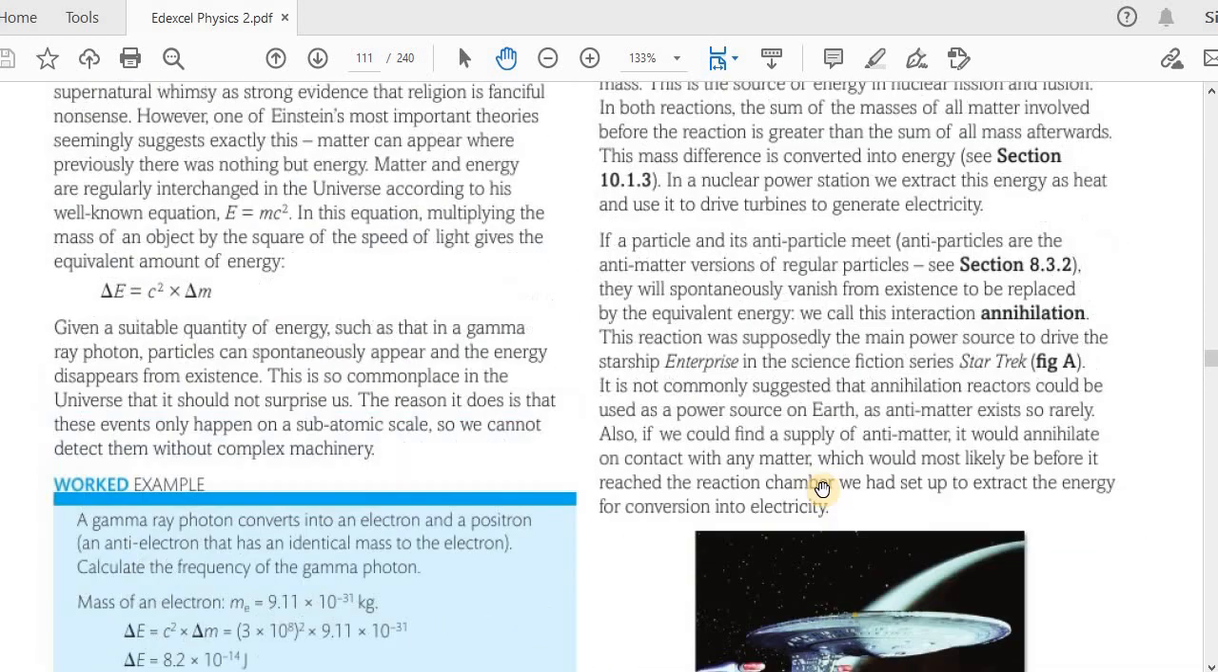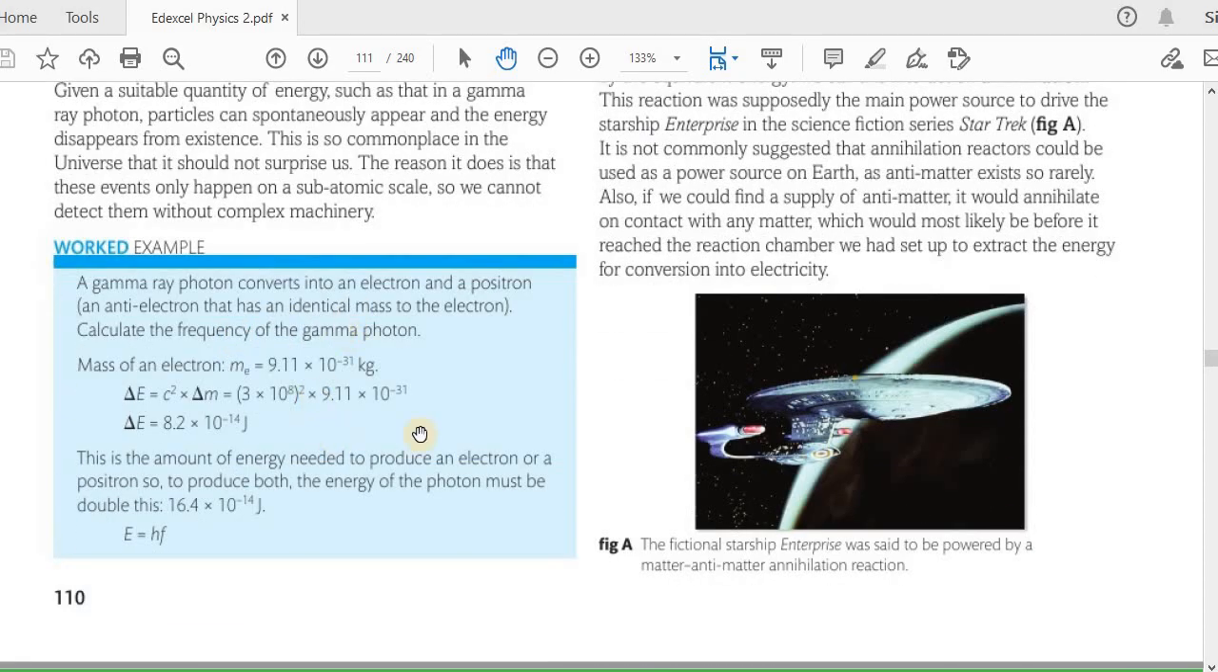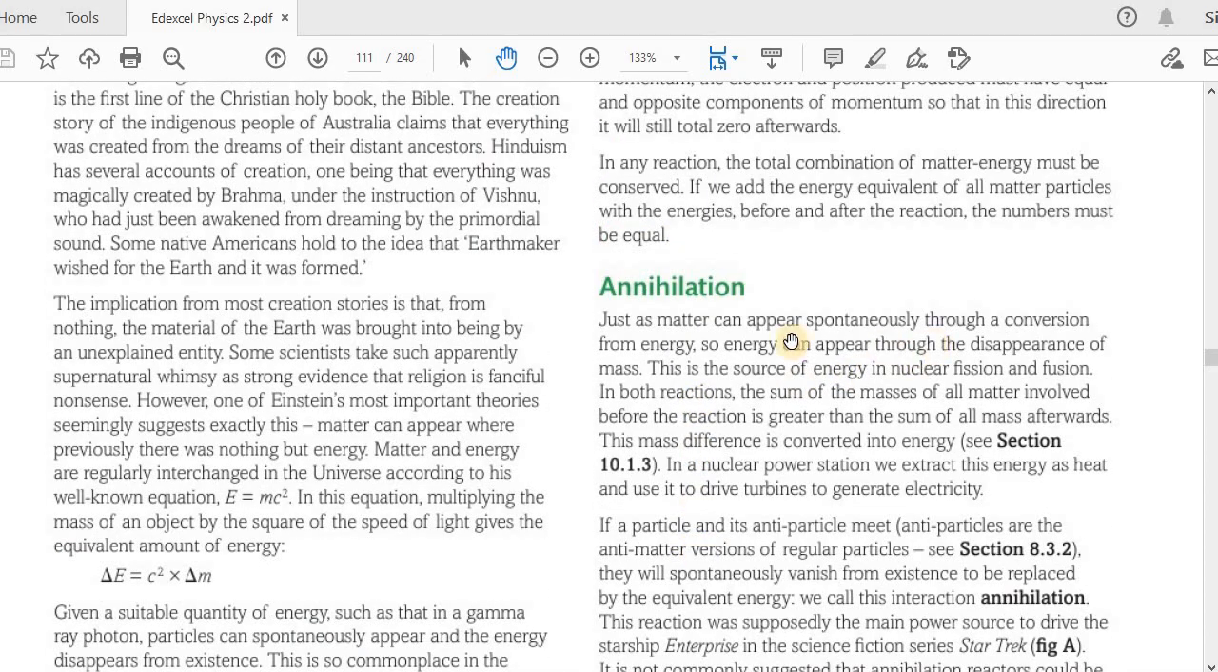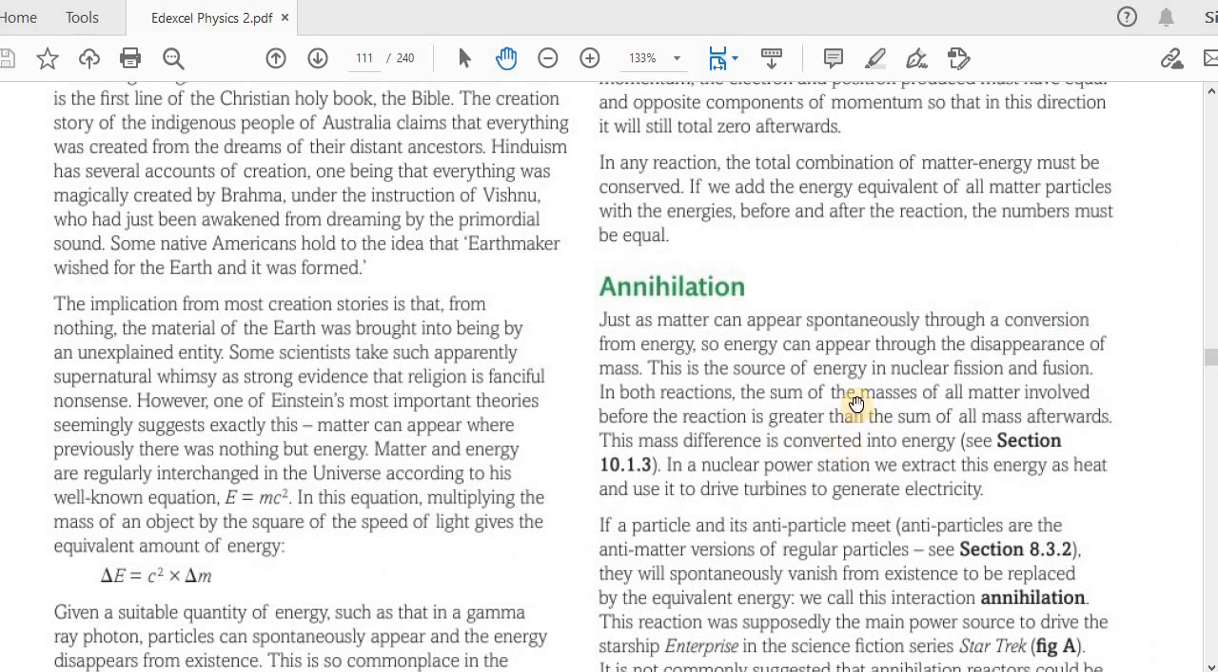So let's go back here. Annihilation: just as matter can appear spontaneously through a conversion from energy, that is what we saw in this example here. Matter appeared from energy. Just as matter can appear spontaneously through a conversion from energy, so energy can appear through the disappearance of mass. Again, referring to the same diagram, energy can appear from the disappearance of mass.